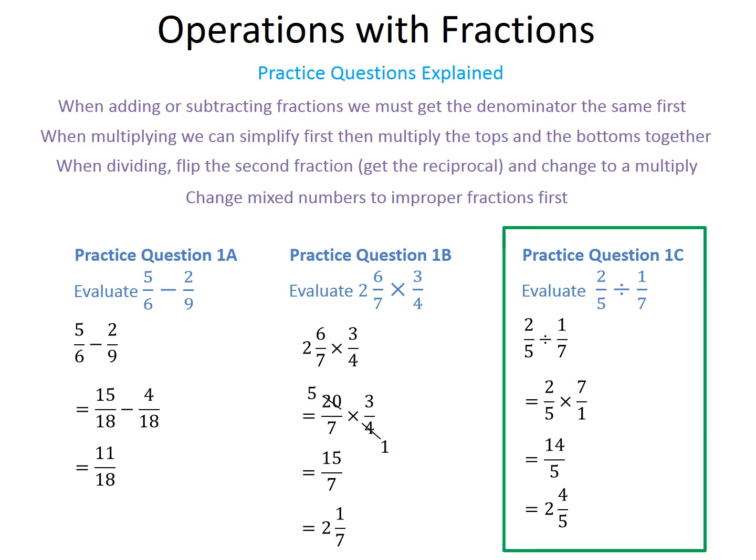And in number C, this is a division, so the first thing I had to do was, after writing down the question, I had to swap these guys around and change it to a times. Now here we can't cancel anything down. Nothing goes into 7 and 5, nothing goes into 2 and 1 except 1, and we don't bother using 1 because if you divide by 1 it doesn't change anything, you get the same number. And so we're just going to have to go straight to timesing. 2 times 7 is 14, 5 times 1 is 5, and then I just change that to a mixed number.